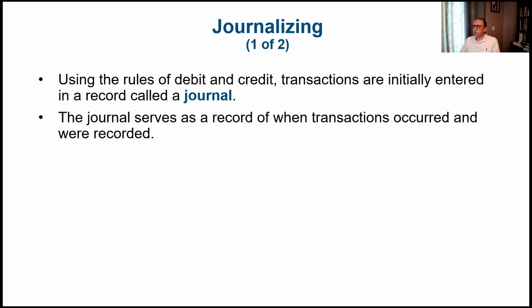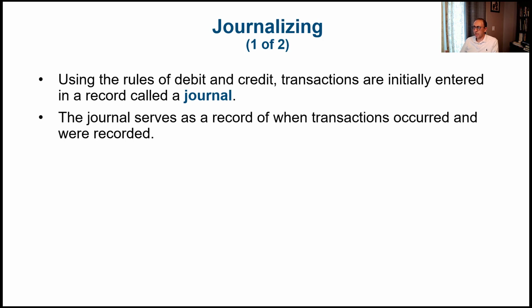Journalizing is the first step in any accounting process or accounting cycle, where we journalize the transactions. By journalizing, we mean that we record the transaction in a record called the journal. Using the rules of debit and credit, transactions are initially entered in a record called a journal. Please try to remember that. This is our very starting point. In the journal, we record the transactions on the debit and credit side, and this process is called journalizing. The journal serves as a record of when transactions occurred and were recorded.